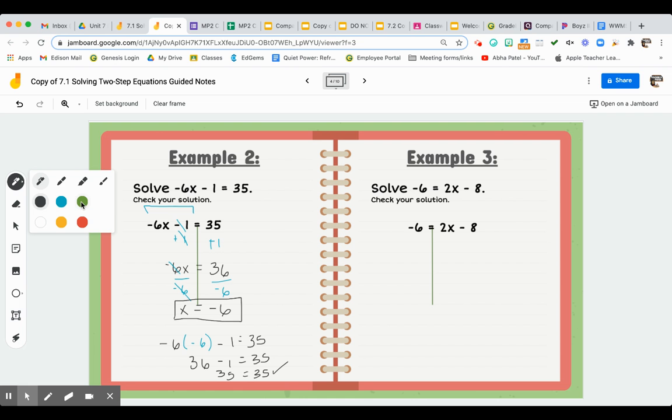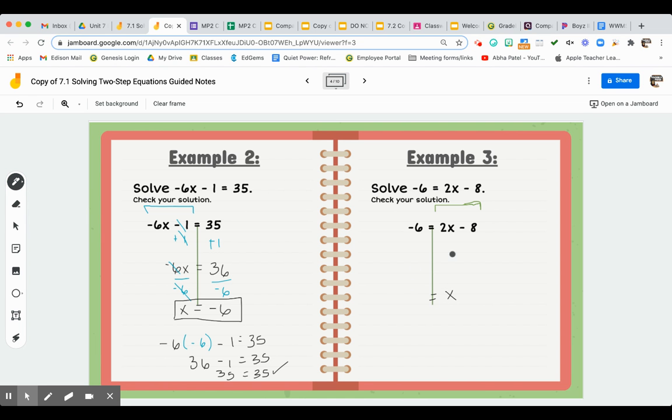This time, if you notice, the variable is now on the right side. So that's what you're working towards. If you add 6 over here, you're going to have a 0 on the left side, and that's not what we want. We want to get the variable on the left side. So in this problem, you're going to have x equals.